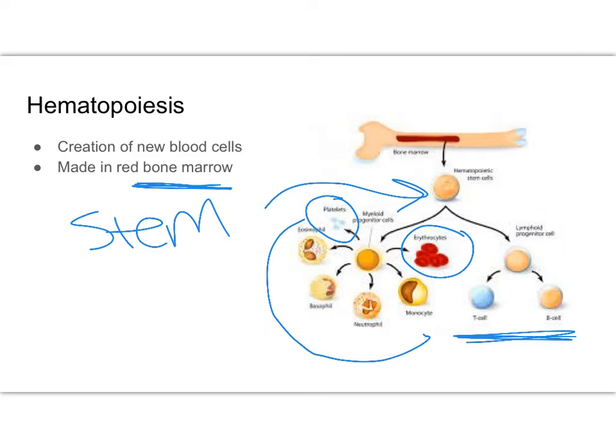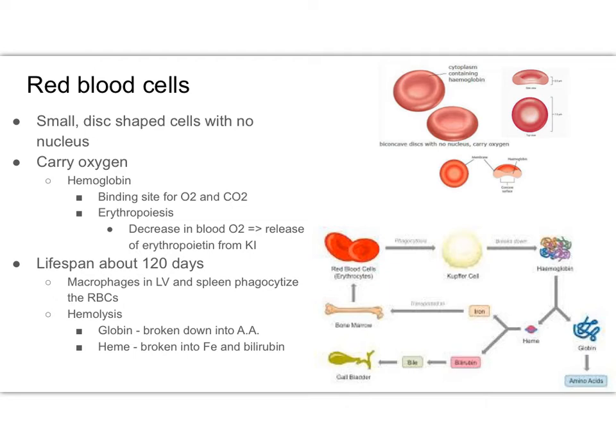So hematopoiesis really is our vocabulary term that we need to make sure we get down, that it's the formation or the creation of these new blood cells. Okay, and it will make the stem cell that can then differentiate into all the others. So let's talk red blood cells specifically.